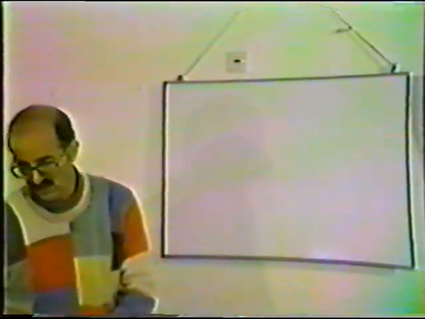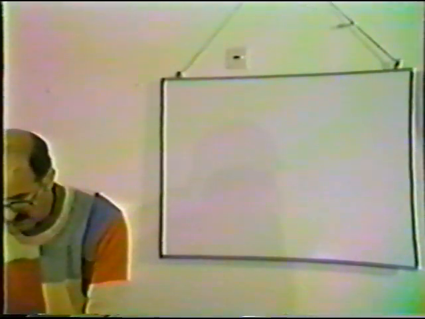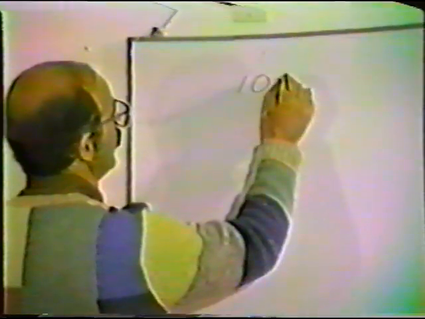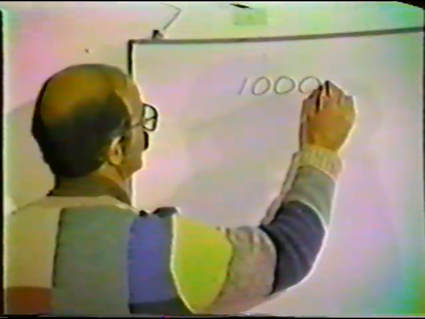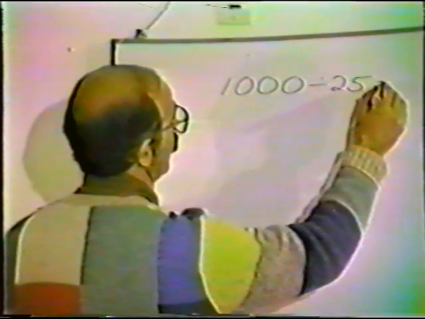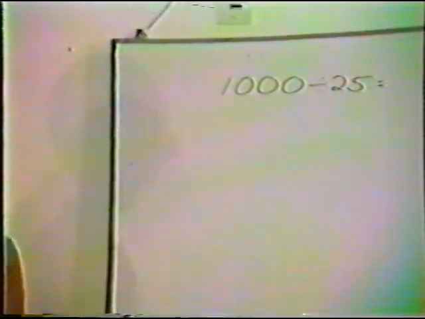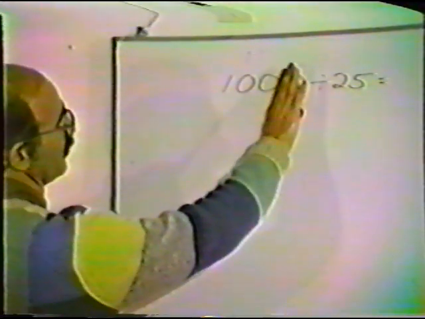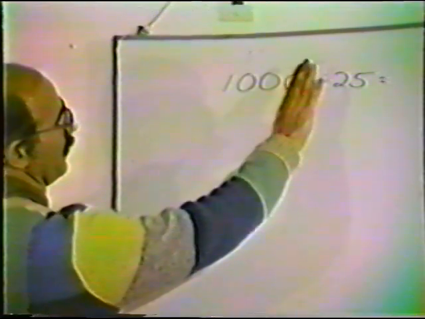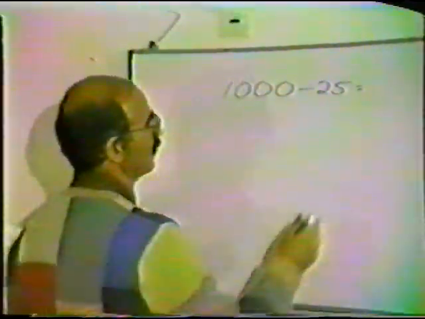Now we have another little helpful trick about dividing by 25. Now we already know one way to do this one. We know that 25 into 100 is how many? 4. And the extra 0 makes it 40.